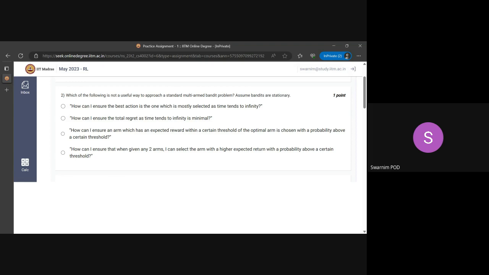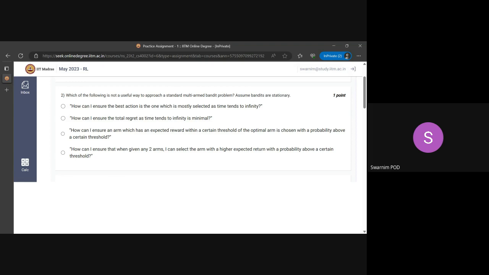Point number 2, how can I ensure the total regret as time tends to infinity is minimal? That is also an objective that we introduced in the later half of the week, regret minimization. There are regret minimization algorithms also, and we want to do that, right? We want to minimize the regret, so we want to increase our expected reward. So this one also seems to be relevant. The next one, any questions so far?